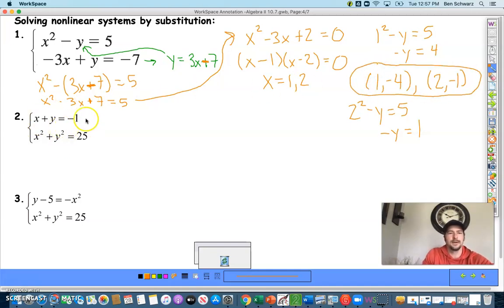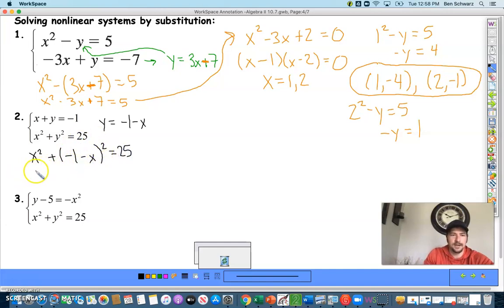All right, next up, again, using substitution. So I can see, I can solve for y right away. So this would be y equals, we can do negative 1 minus x, that's fine. So then down here, we still have x squared. This would be plus negative 1 minus x squared, again use the parentheses, equals 25.